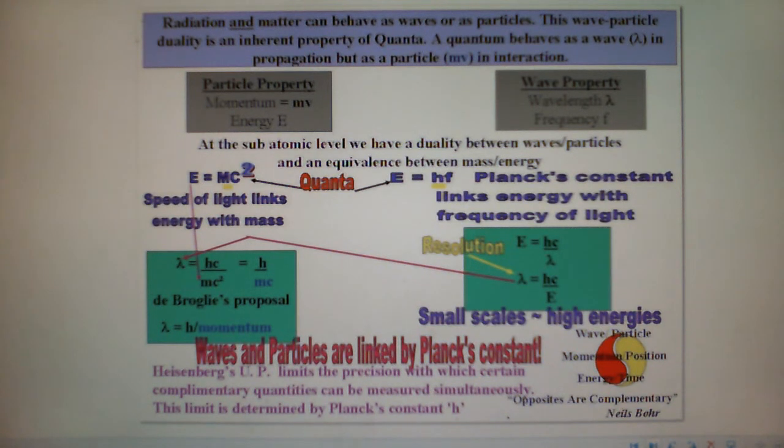There is a brief derivation of de Broglie's proposal that wavelength is equal to Planck's constant, h, divided by momentum. This is why electron microscopes can resolve much smaller detail than optical microscopes. Because the momentum is large, the wavelength is much smaller.